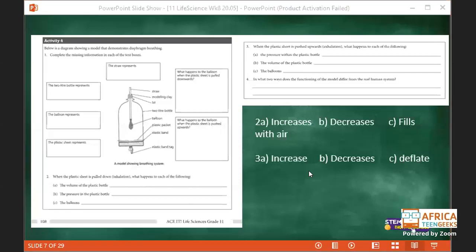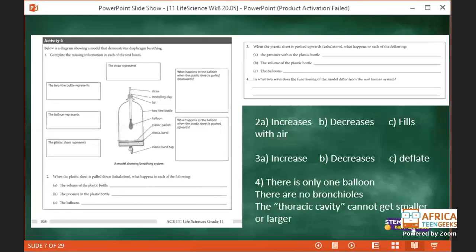Now let us look at the answers that I have here. There is only one balloon, as compared to the real human system, where we have 2 lungs. And then there are no bronchioles. Remember, when we looked at the structure of the respiratory system, we said we have a trachea, which branches out into 2 bronchus, one in the right lung and the other in the left lung. And then the bronchus gives us bronchioles, and from the bronchioles we have what? Our alveoli. So that is not present in this particular model. And then the thoracic cavity cannot get smaller or larger.